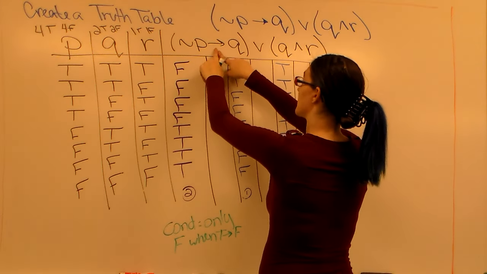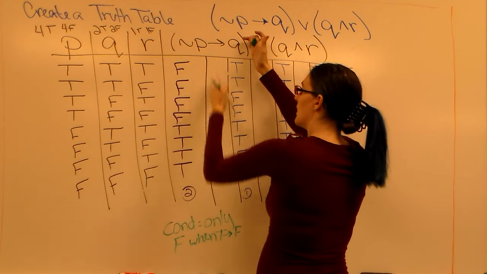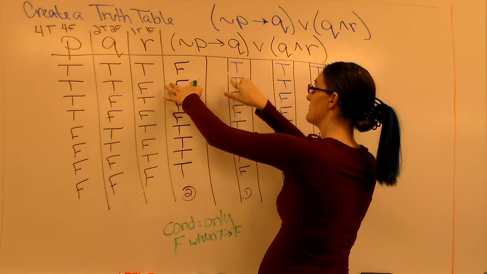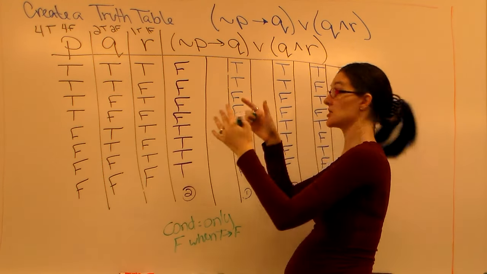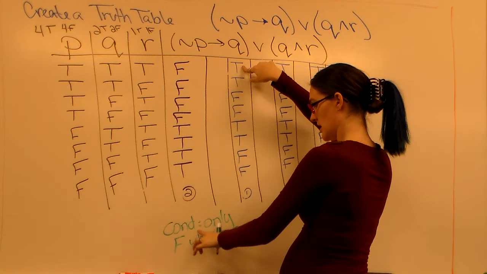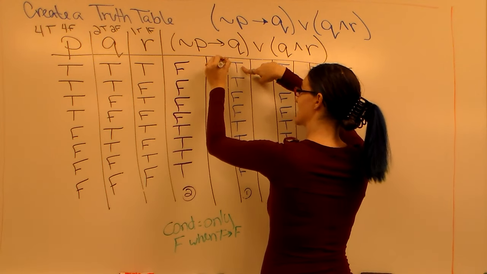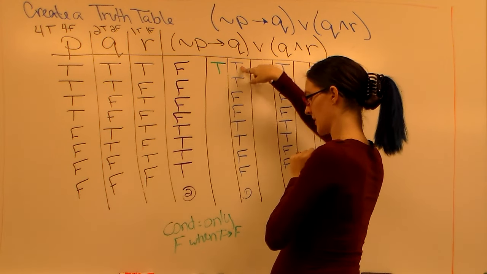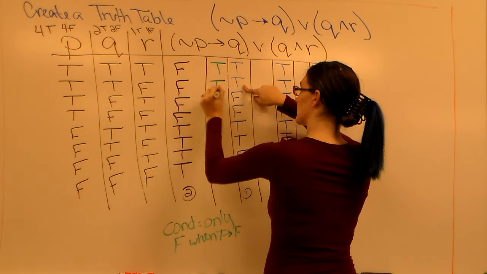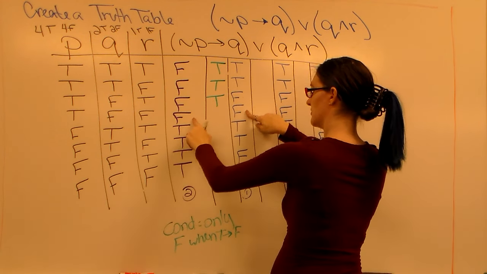So we're going to look at the conditional. Inside the parentheses, you want the last column filled in on the left and the last column filled in on the right, inside the parentheses. So it's just the two right around it. False, then true. Conditionals are only false when true, false. This is not true, false, so it is not false. It is true. Only false when true, false. False, true, still true. False, false, still true.